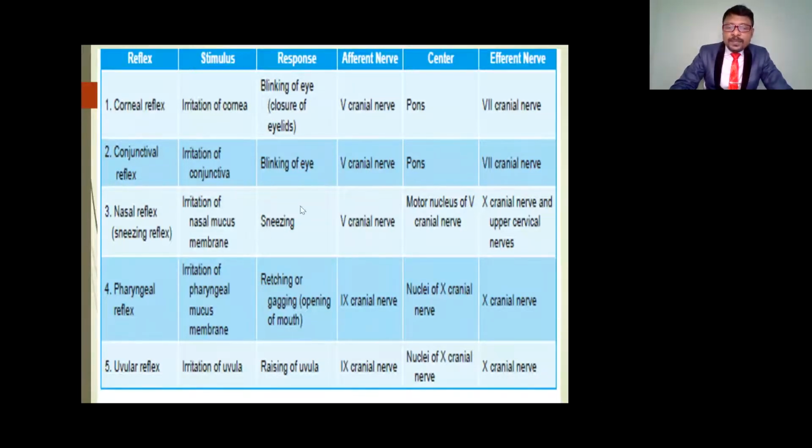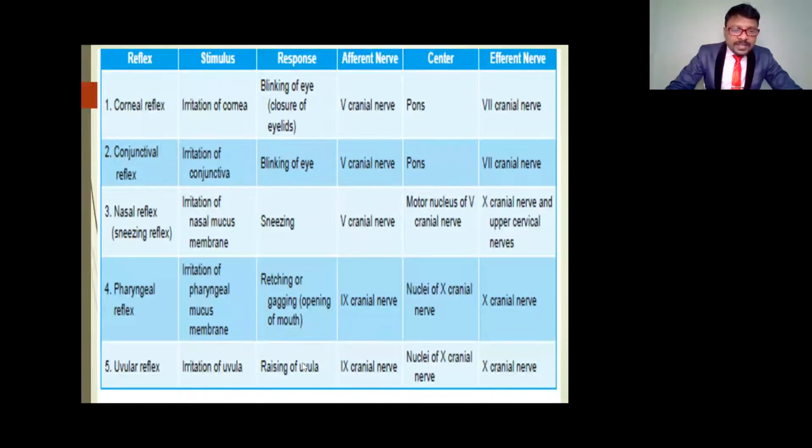The cranial reflexes are working. That means the afferent neuron is the fifth cranial nerve, the trigeminal nerve, and it goes to the nucleus of the fifth cranial nerve, which is in the pons. And the response comes through the 10th cranial nerve and also the upper cervical nerves. The 10th cranial nerve is the vagus nerve. These nerves give the response, so the person automatically gets the sneezing. So these are some nasal reflexes.